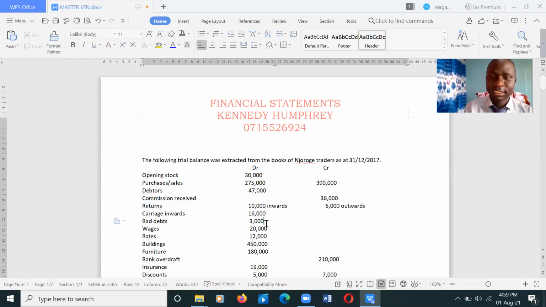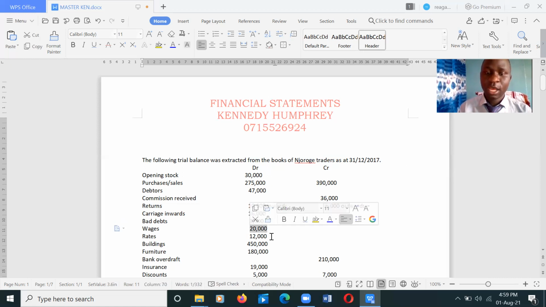Now these bad debts cannot be used when preparing the trading profit and loss account, but instead will be used when preparing the balance sheet, and will be treated as a current asset. Move to wages. Wages is an expense, so it will appear in the profit and loss account. So we have wages of 20,000. We have rates 12,000. Then here we have buildings 450.